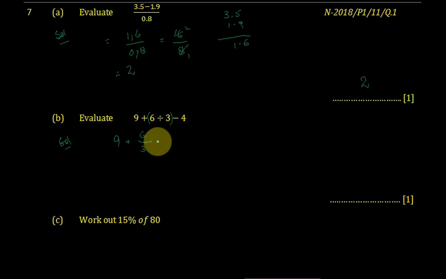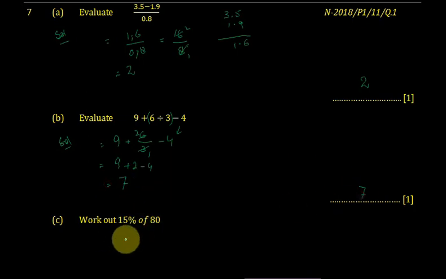6 divided by 3, we can write this, and this equation can be written like this. So we first divide: 3 1s are 3, 3 2s are 6. So it becomes 9 plus 2 minus 4, because BODMAS says we first multiply, divide, and then add, subtract. Add and subtract we do last. So 9 plus 2 is 11, minus 4 is equal to 7. So the answer is 7.